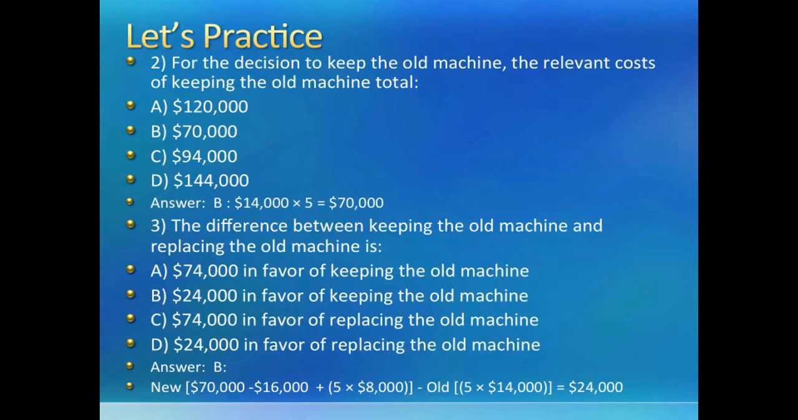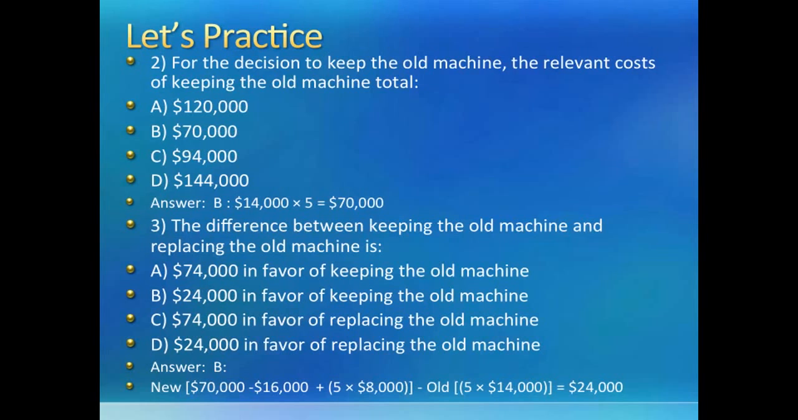Next question is about the relevant cost of keeping the old machine, meaning what will it cost me to keep the machine for the next 5 years? That would be just the operating cost. Please note that the disposal value of the old machine is relevant for buying the new machine, but not for keeping the old machine, because if you are thinking of keeping the old machine, then you can't be thinking of selling it off at the same time. You will sell it only when you consider buying the new machine.